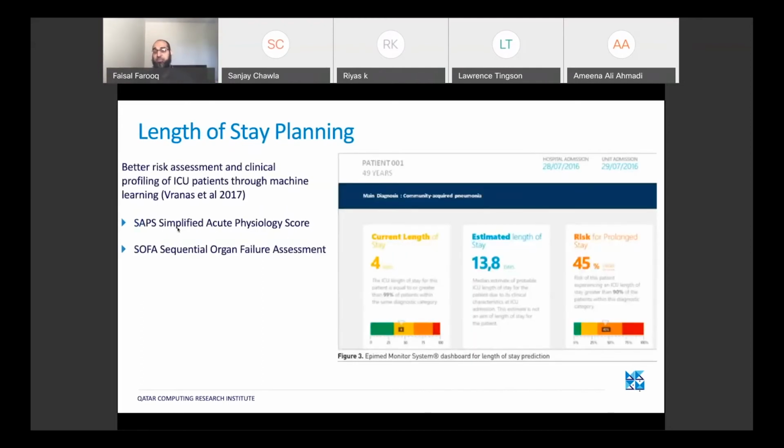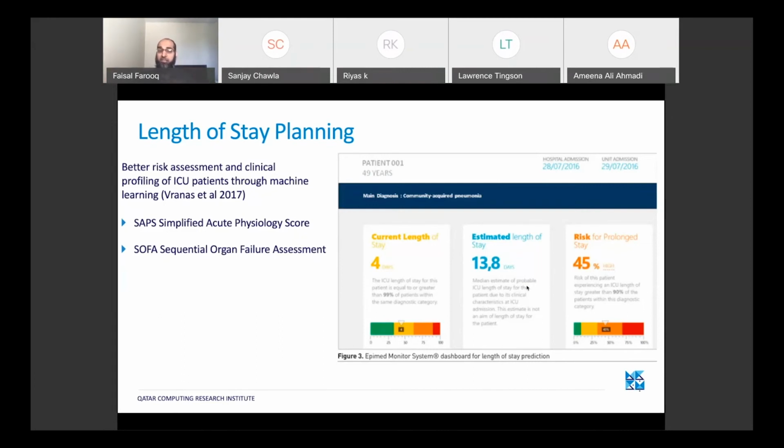Once the patient has been, for example, hospitalized, there's this strata of patients that will be hospitalized. Now, there are tools being used for better risk assessment and planning. There's this language tool by Epidemic Monitor system that is being used to estimate how long a patient is going to stay in the ICU, for example. It says, for example, currently the patient has been there for 4 days and the estimated length is 13 days. This is extremely important to manage the caseload within the ICU and to be able to forecast when my beds will be ready for more people to come in.